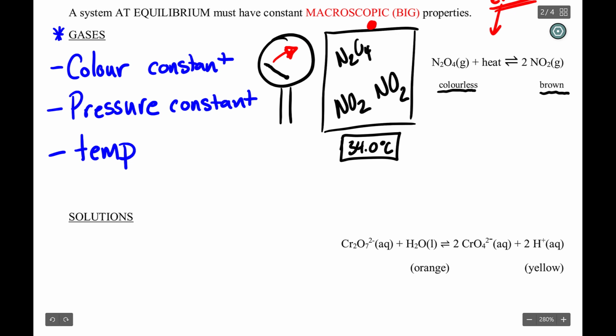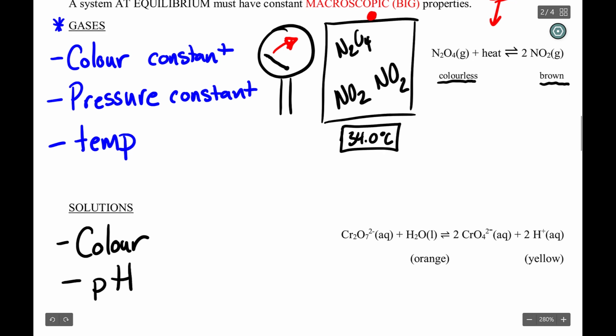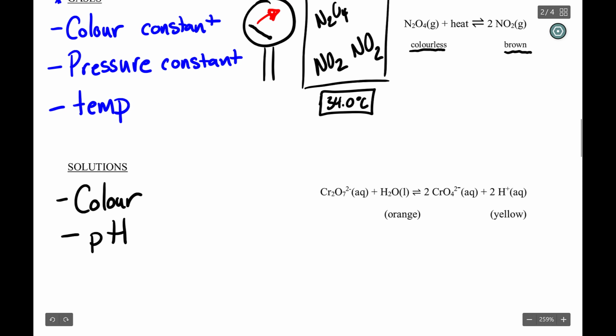For solutions, the two most common things to use are color and pH. And so I'm not going to go in as much detail here as I did on the previous question, but essentially, if I'm at equilibrium, what is orange, which is this? I'm going to add that in. This is orange. And what is yellow? This is yellow. If the color mixture of those two is consistent, it's at equilibrium. But if it's becoming more orange, the reverse reaction is going faster. Or if it's becoming more yellow, the forward reaction is going faster. And therefore, it's not at equilibrium.